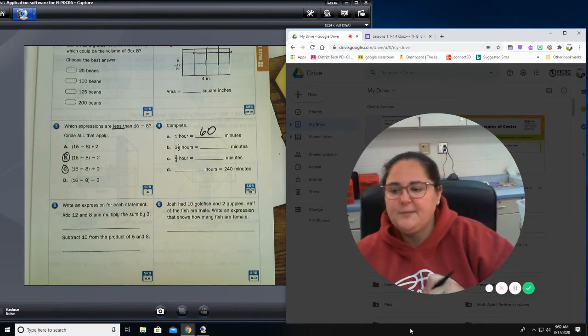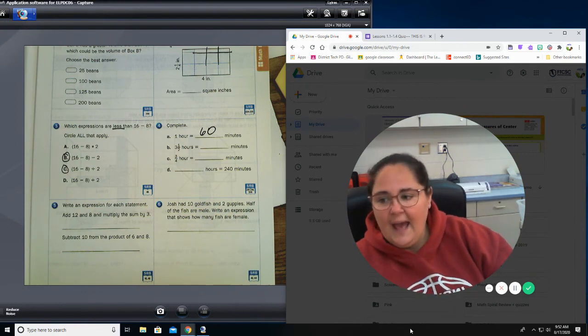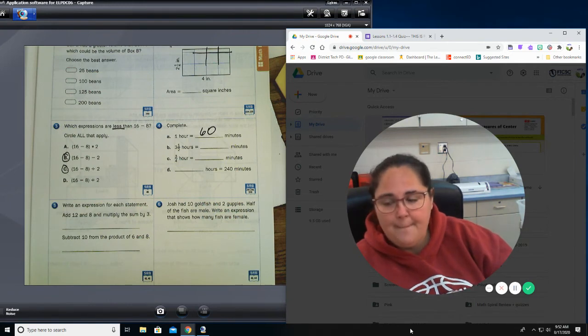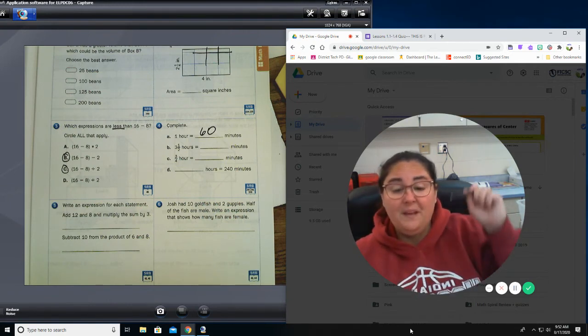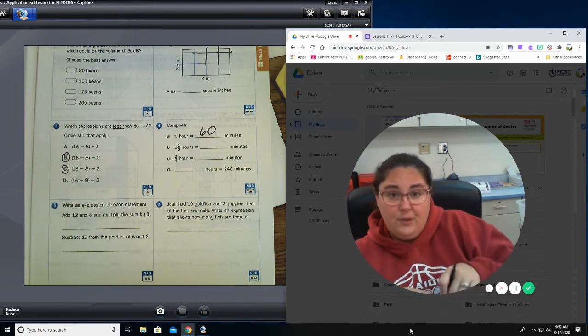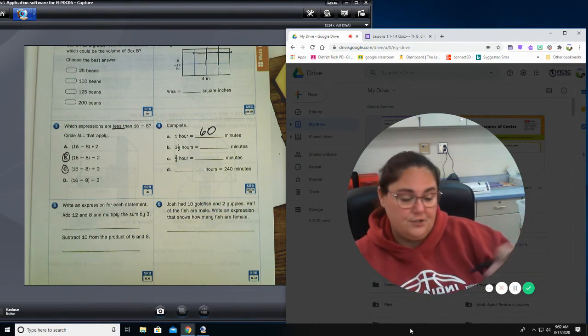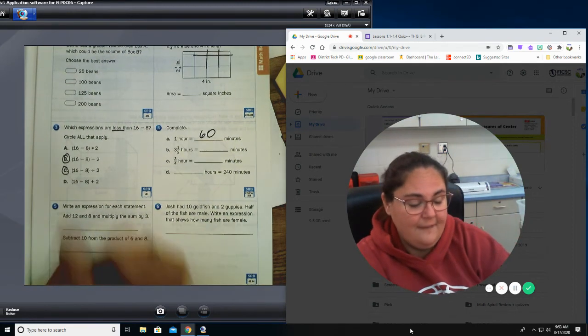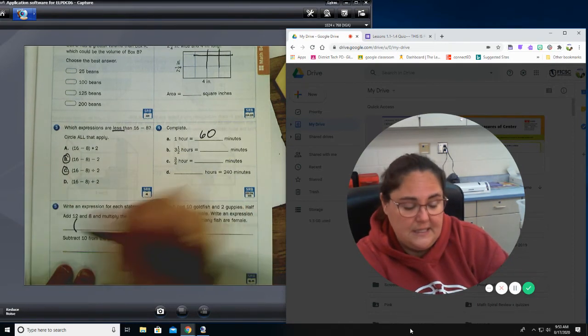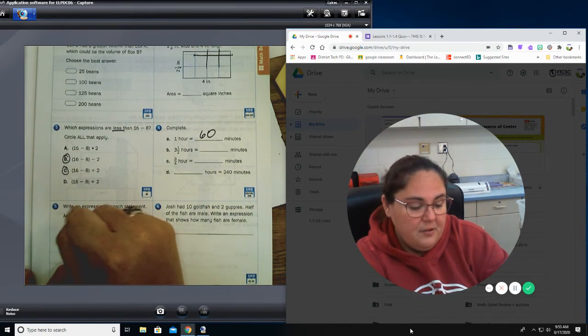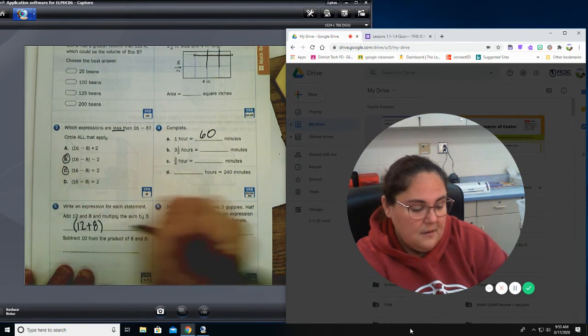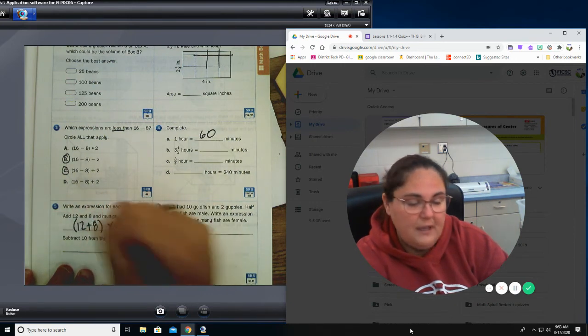Number 5, write an expression for each statement. Add 12 and 8 and multiply the sum by 3. So because I'm multiplying the sum by 3, that means I need to add first. In order to show me that you're adding first, you have to put parentheses. 12 plus 8 times 3.